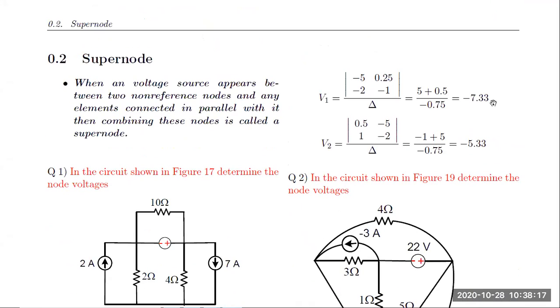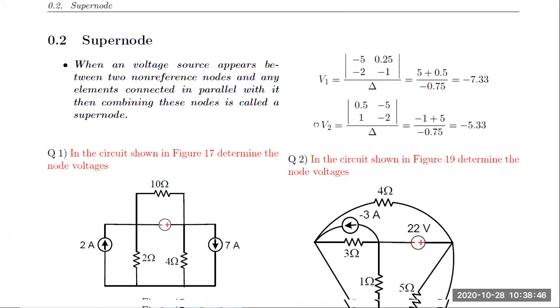V1 will be equal to minus 7.33, and V2 minus 5.33. You need not use this also, because our calculator directly supports solving the simultaneous equations. But I have shown the steps of using Cramer's rule to determine V1 and V2 for a two-variable simultaneous system. I hope you understood the supernode analysis.